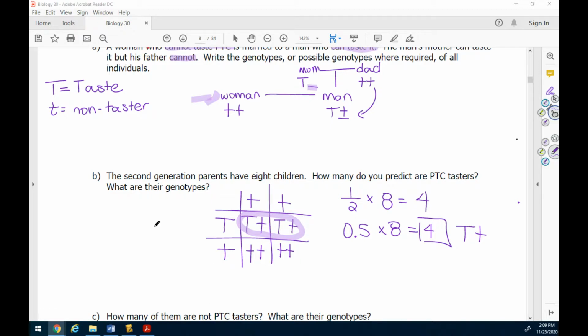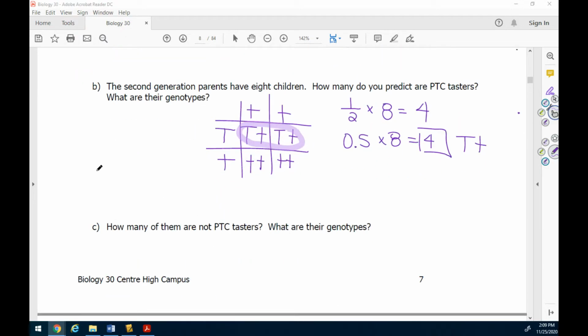Okay, third part of the question, how many of them are not PTC tasters and what are their genotypes? Well, we can see here that half of them are not. And so 0.5 again times 8 is 4. And their genotypes are little t, little t. And we are done this first question.